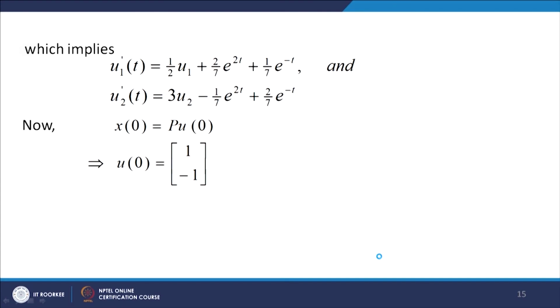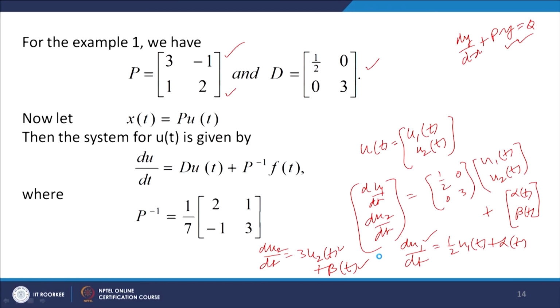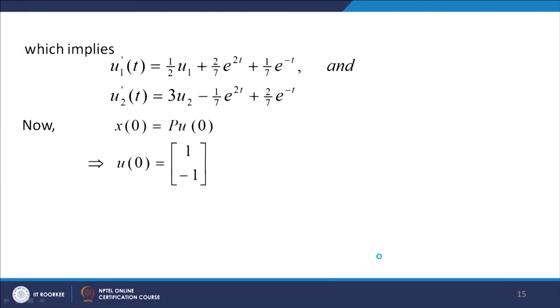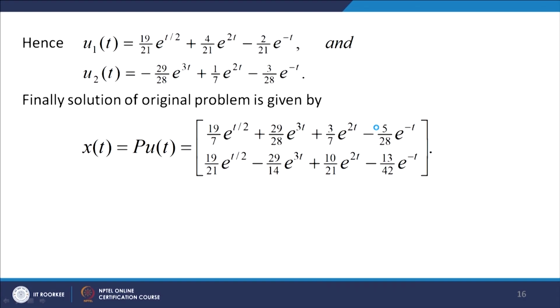When you solve them, you get the values of u1(t) and u2(t), and then you apply the initial condition. We have assumed that x(t) equal to P u(t). So, x(0) equal to P u(0), and then u(0) equal to P inverse x(0). P inverse x(0), if you find it, okay, you will get 1, minus 1. So, u1(0) equal to 1 and u2(0) equal to minus 1. So, we have these two linear equations in u1 and u2 with the initial conditions u1(0) equal to 1, u2(0) equal to minus 1. We can solve them easily to get the values of u1(t) and u2(t).